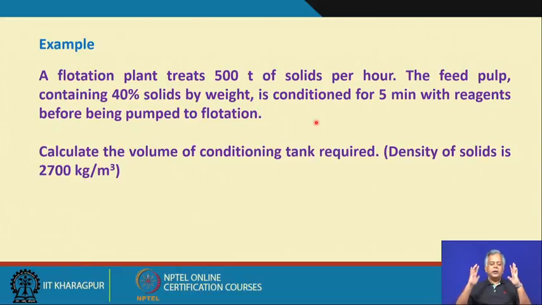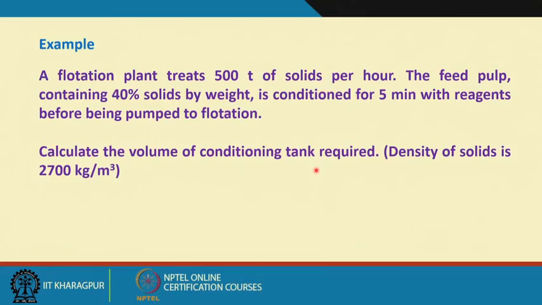So, what I am saying is that you have got 500 tons of solids per hour, and you have to feed it to a unit. But before I feed it, I have a feed pulp containing 40% solids by weight, and you are conditioning it, putting it into a vessel, into a tank, having a residence time of 5 minutes before that slurry is pumped to the flotation cell. So, calculate the volume of conditioning tank required.